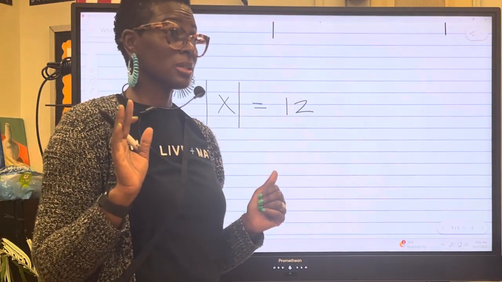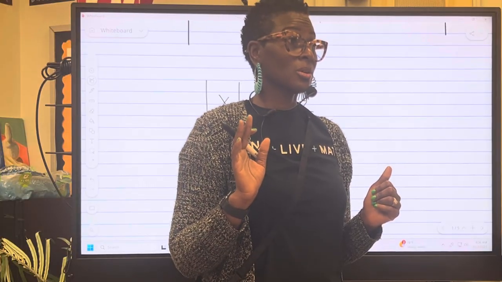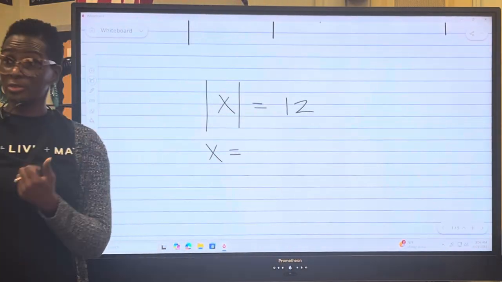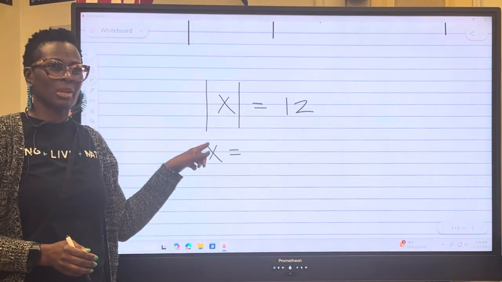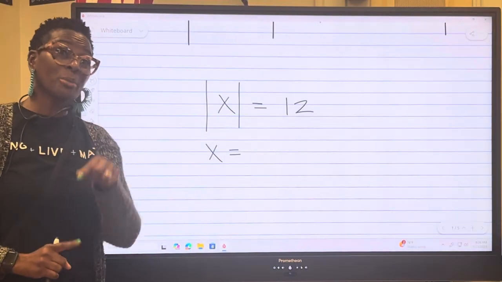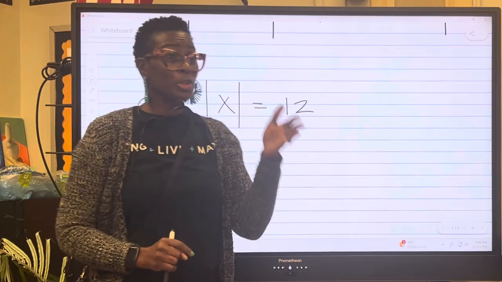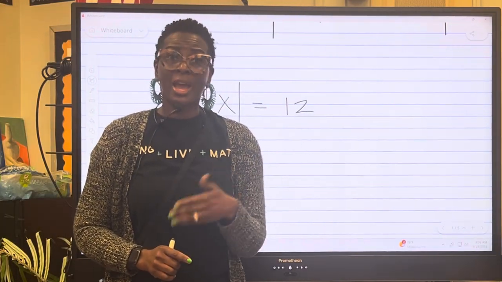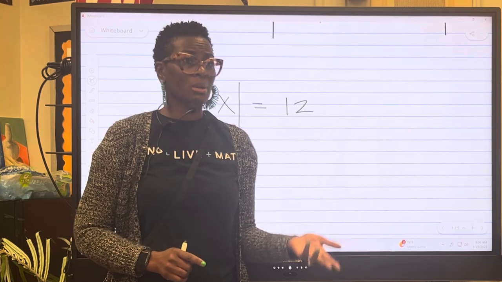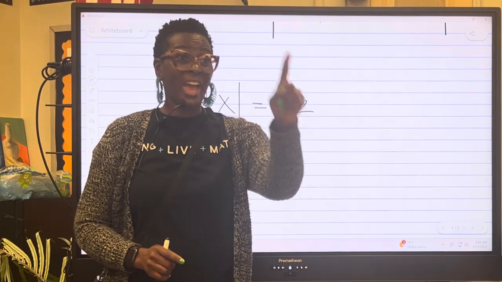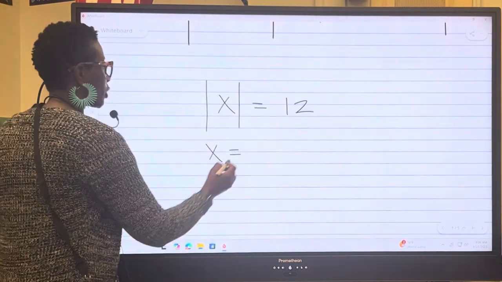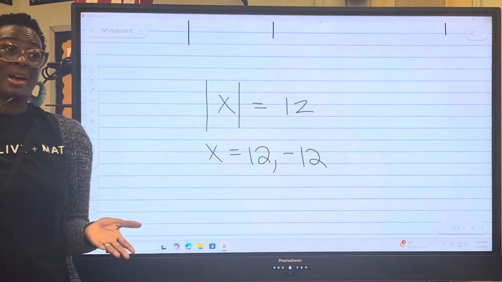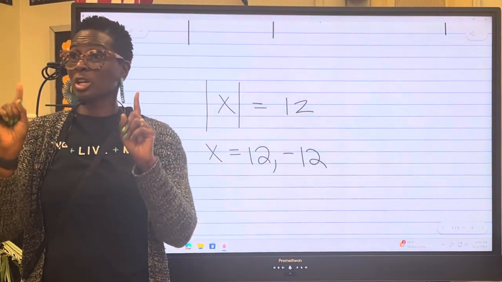What could x be equal to? 12. Because what is the question that it's asking me? It's asking me what number is 12 units from 0 on the number line. So class, what number is 12 units from 0 on the number line? 12 and what? Negative 12. So the answer here would be 12 or what? Negative 12. So there's two possibilities. Are y'all with me? I want y'all to pay attention.